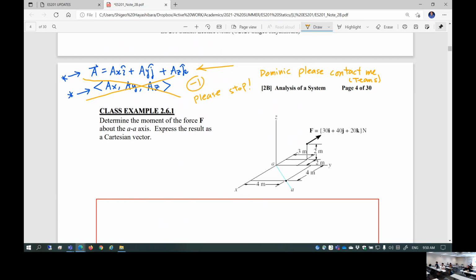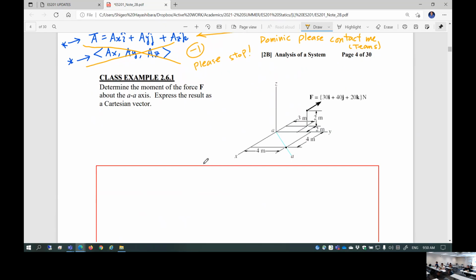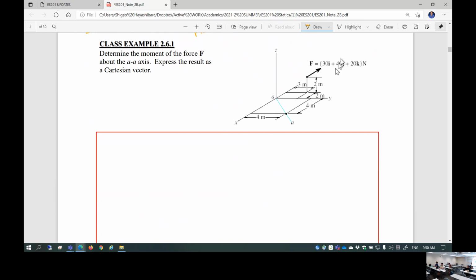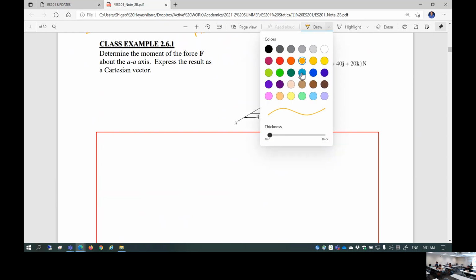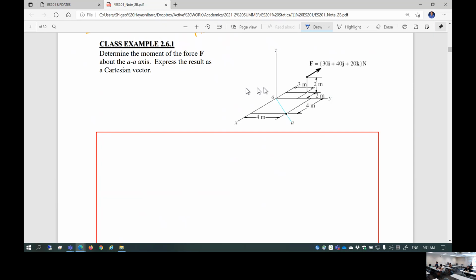Okay, so let's move on to the next page, page 4. Let's take a look at an example. This is quite an interesting example, okay? This is the 3D Cartesian space X, Y, and Z. It looks like line AA is also specified. Can you see the line AA? Line AA starts from the origin and goes in a direction, looks like 45 degrees on the XY plane, positive. You want to determine the moment developed by the force F about the AA axis. Express the result as a Cartesian vector.